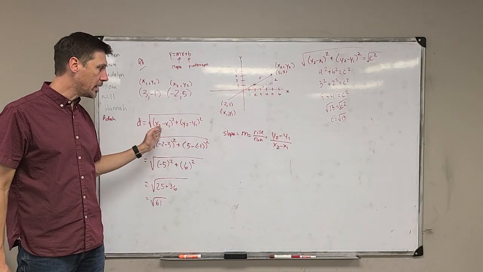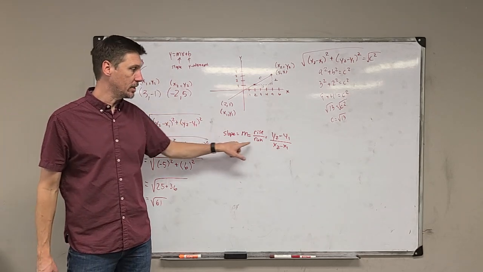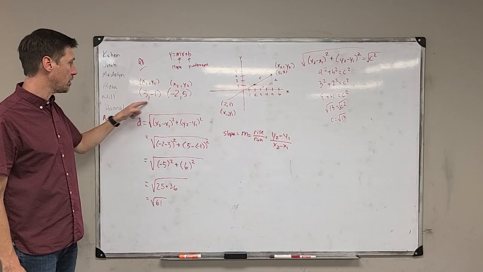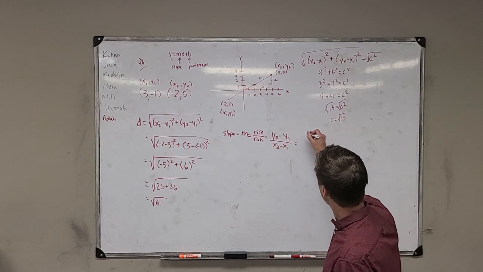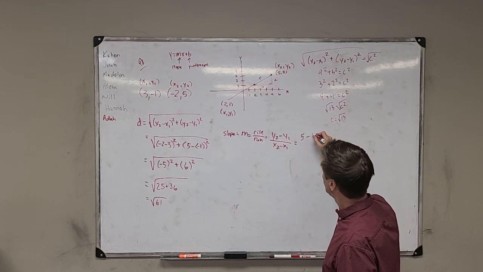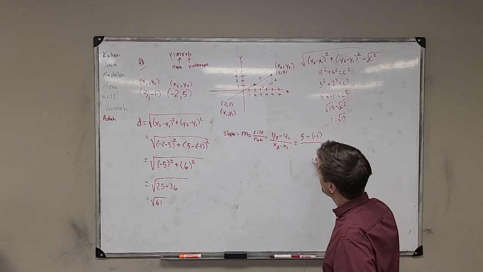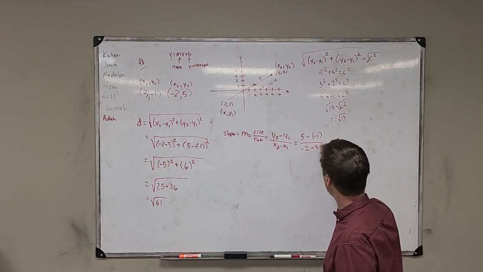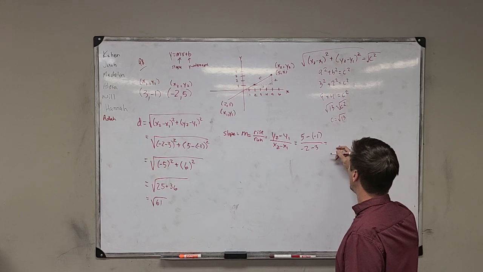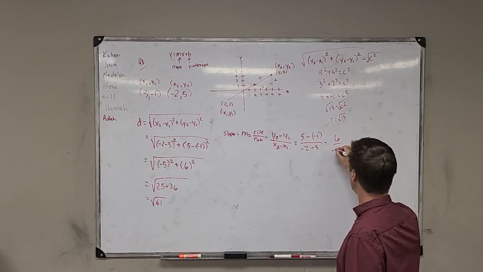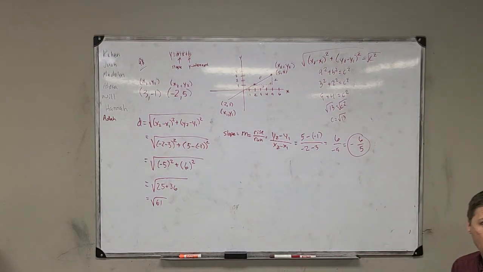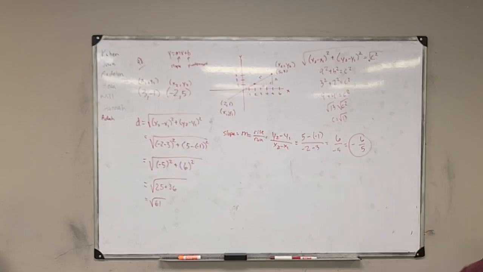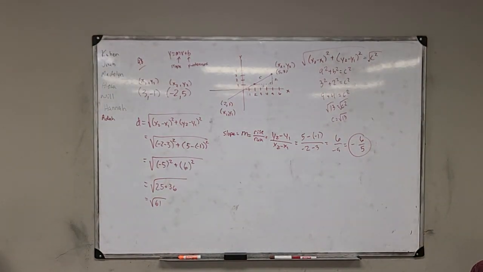As long as you understand what that means, I could also give you 2 points and ask for the slope. If I asked you for the slope of a line that goes through these 2 points, we would say y2 is 5 minus y1, which is -1, and x2 is -2 minus 3. So this value is 6 over -5, and I would write that as -6/5. That would be my slope for a line that goes through those 2 points. Make sense? Again, it's just a formula, right? Just make sure you know that formula.